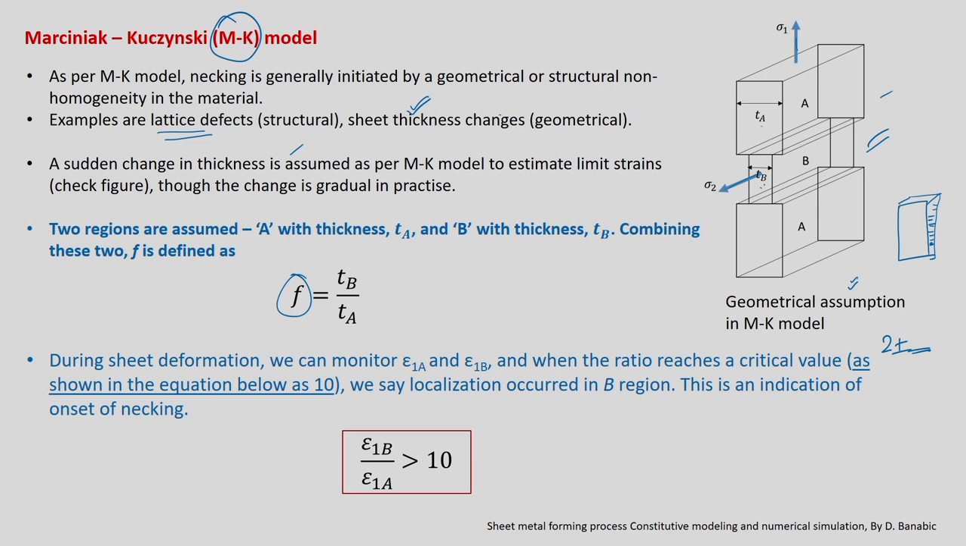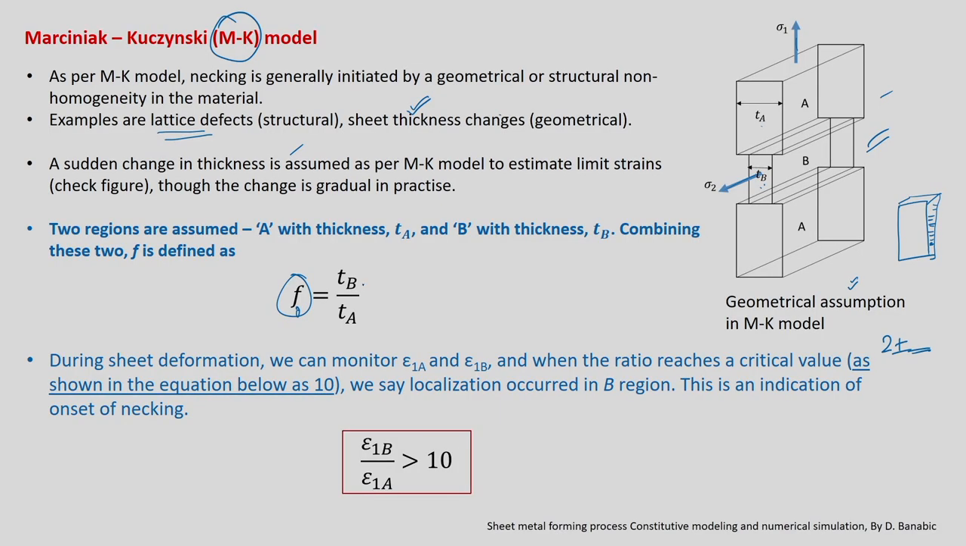Sometimes in biaxial stretching, when we discussed it, we also introduced F naught, which means TB naught divided by TA naught. That means the initial one. So your F can change during the course of deformation. That's what we were discussing. So we introduced this F, which is nothing but TB by TA.